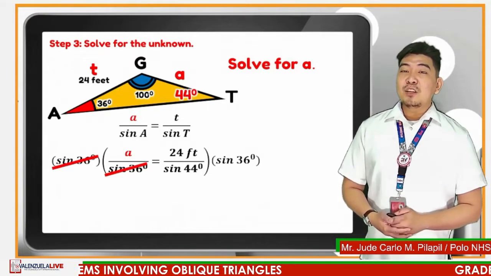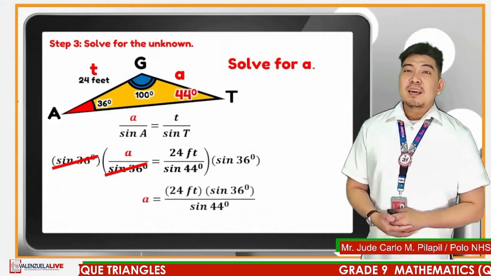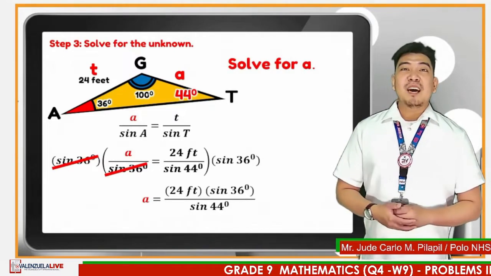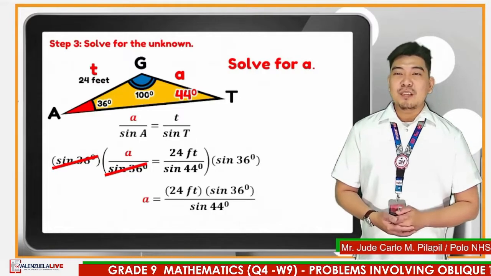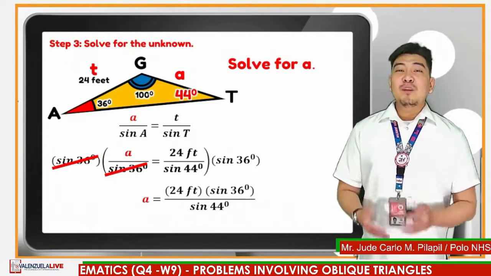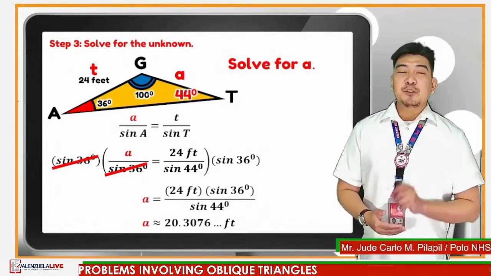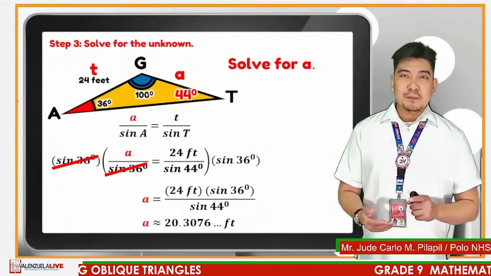Cancel sine 36 degrees. The solution will be a is equal to 24 feet times sine 36 degrees all over sine 44 degrees. Using our scientific calculators, it will result to a is approximately 20.3076... feet.